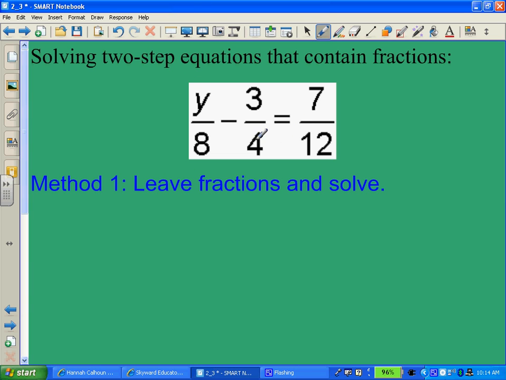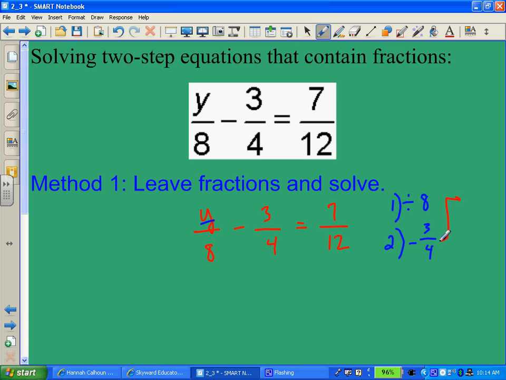So the first method is to just solve it exactly like we did the previous examples. Leave the fractions in there and solve. So I have my equation, y over 8 minus 3/4 equals 7/12. Okay? So again, I find my variable. Here it is, y. What's happening to y? Well, y is being divided by 8 first, and then it's being subtracted by 3/4.